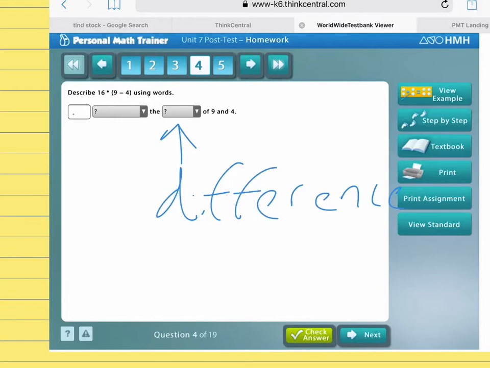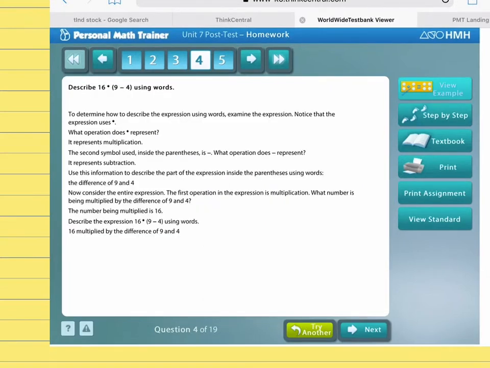Multiply, I think it's multiply here. Multiply 16 and the difference of 9 and 4. Let's check out what Think Central wants us to do, so we're making sure we understand it. All right, so they say the difference of 9 and 4, so that's good, we got that. So 16 multiply the difference of 9 and 4. That's fine. I said multiply 16 by the difference, but they're saying 16 multiplied by the difference.